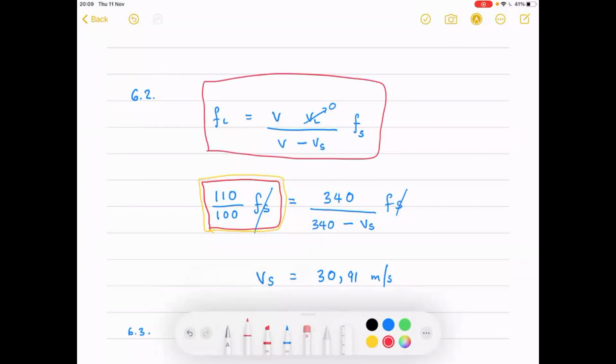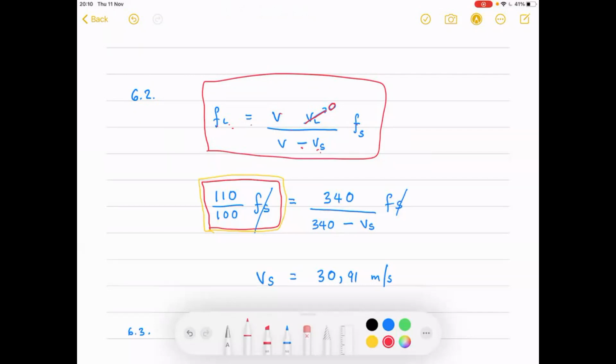The listener was not moving, so that speed is 0, and we only have the speed of sound in air, v, on the top. For the bottom, we have the speed of the source. The source is approaching the listener, so the frequency is going to be larger, which means this denominator must be small, so this is a negative sign. The frequency the listener hears is equal to v divided by v minus vs, times the frequency of the source.